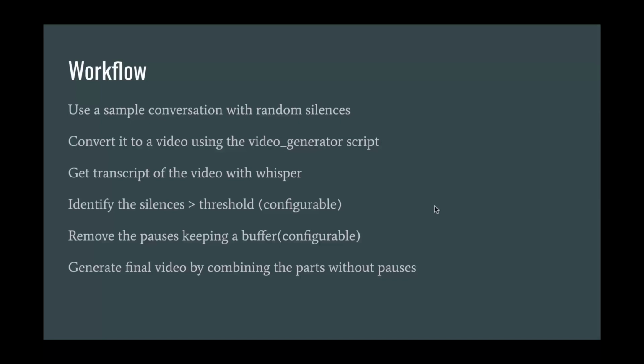So this is the workflow we'll be following. We'll use a sample conversation which has a lot of random silences, and we'll convert it into a video using the video generator script. We'll discuss that in detail in the next slides. Once we have the video, we will get a transcript of the video using Whisper running locally. And then we identify all the silences which are greater than a threshold, and this threshold is configurable. Then we remove these pauses, and we also keep a buffer so that it doesn't look abrupt. So this buffer is again configurable. And once these pauses are removed, we generate a final video by combining all the parts without these pauses.